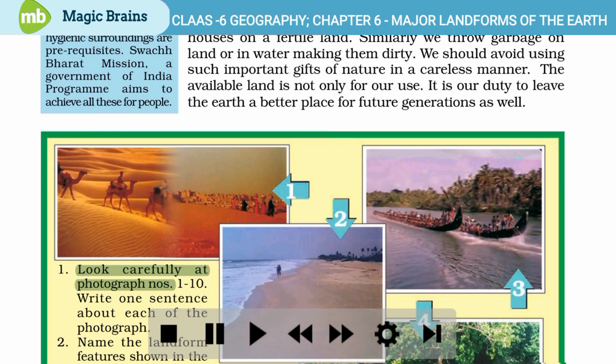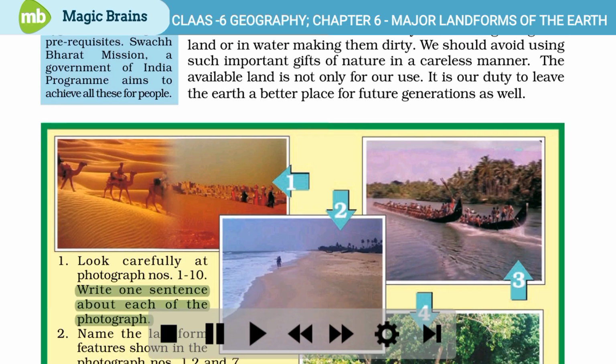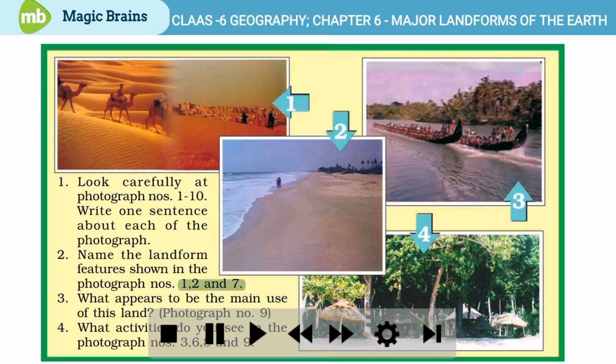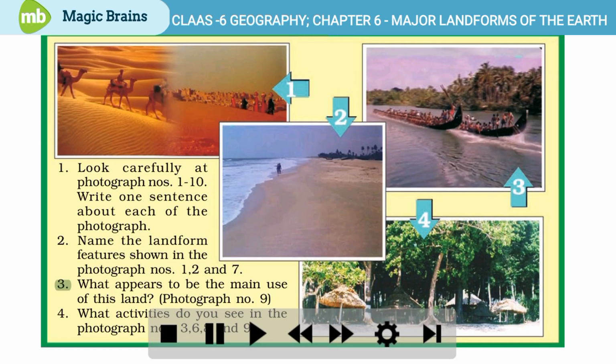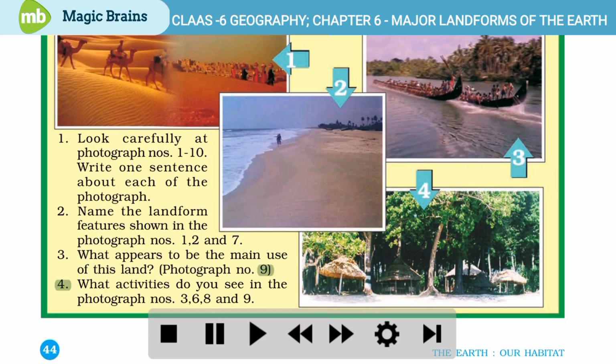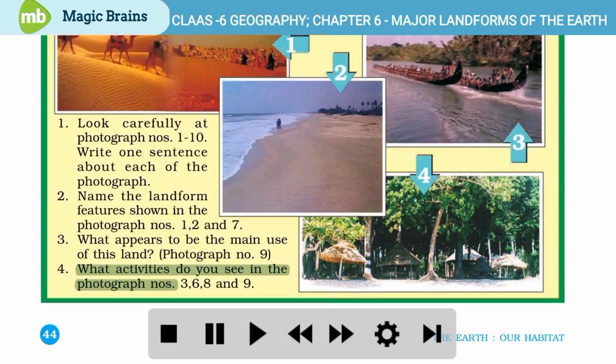1. Look carefully at photograph numbers 1 to 10. Write one sentence about each of the photographs. 2. Name the landform features shown in photograph numbers 1, 2, and 7. 3. What appears to be the main use of this land, as shown in photograph number 9? 4. What activities do you see in photograph numbers 3, 6, 8, and 9?